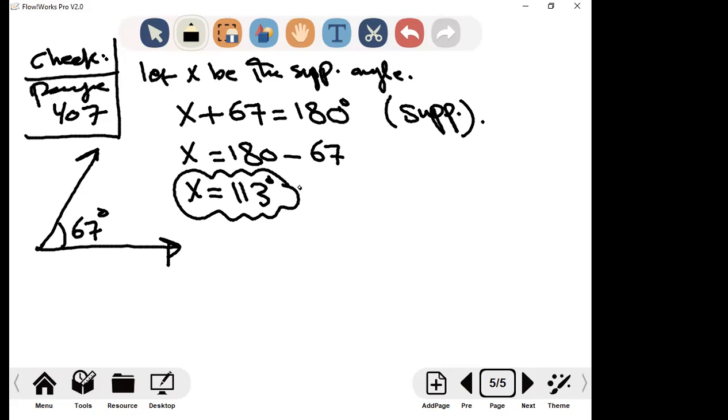Got it? I want to ask you something. I will ask two questions. The first one: if the two angles are complementary and they are equal, how much will each one be? If the two angles are equal, okay? And both are complementary angles. How much will each one be?